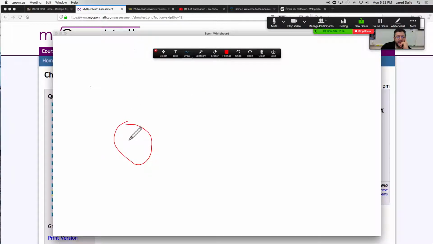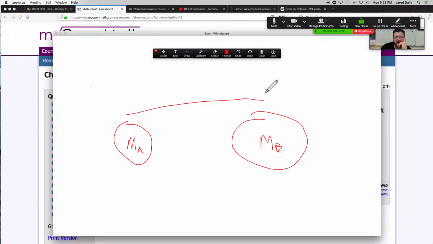So we have planet A, which has mass A. We have planet B, mass B. We have the distance between them. No, we don't have the distance between them. We have the force between them. We want to know what D is. And we know that the force between them is force whatever, right?